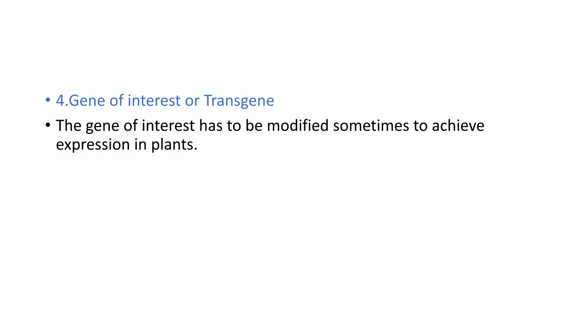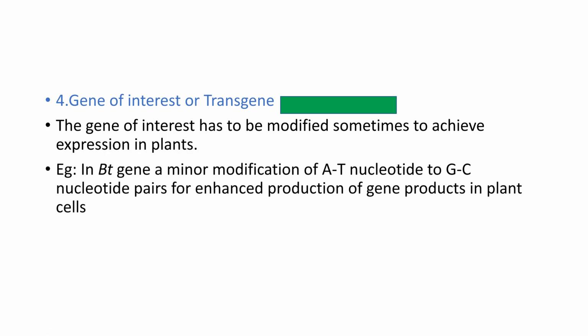Gene of interest or transgene. The gene of interest has to be modified sometimes to achieve expression in plants. Let us see an example. In the Bt gene, a minor modification of AT nucleotide to GC nucleotide pairs is made for enhanced production of gene products in plants.